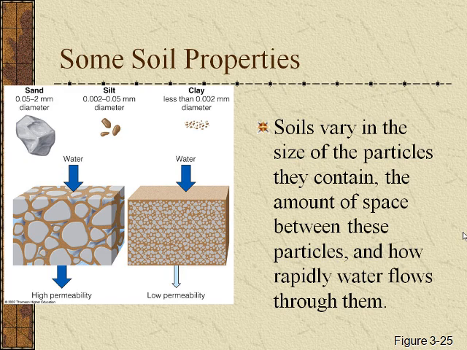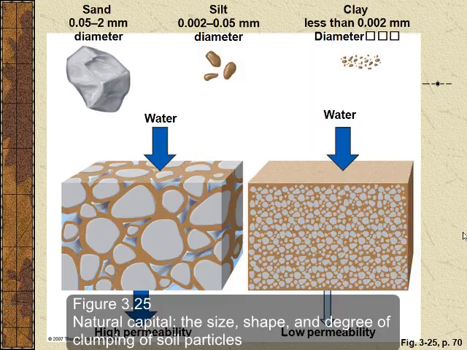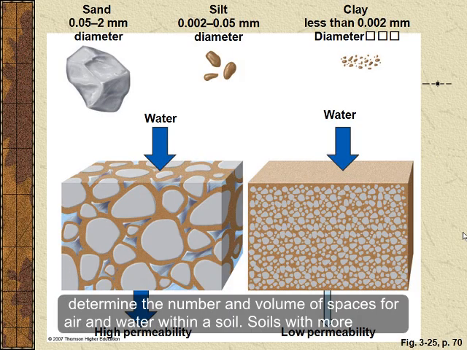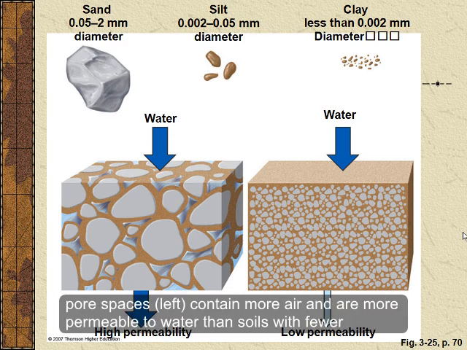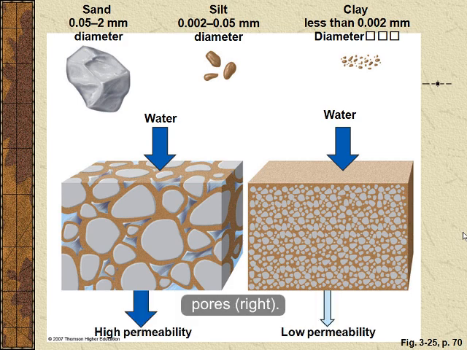Continuing on with the properties, the size of the particles, the amount of space, and then how rapidly water flows through them are all properties of the soil. Looking at that diagram a little bit closer, make sure you're looking at the different surface area for the two particles, how that will affect the water movement, and how that changes the permeability of that soil.